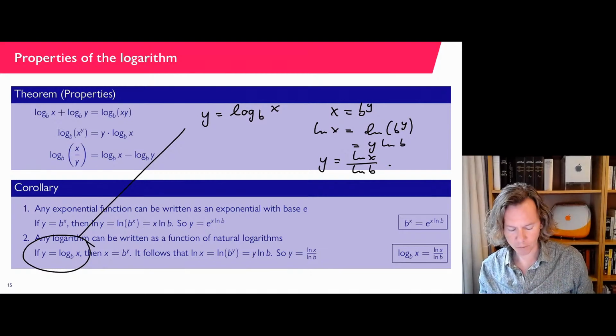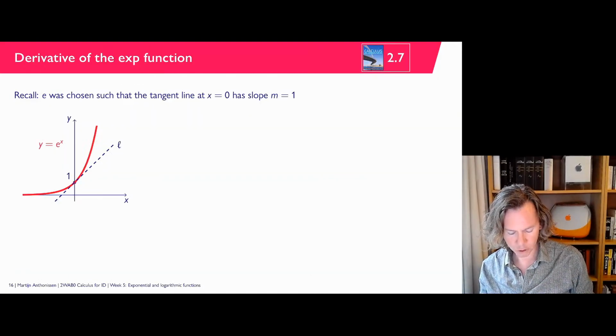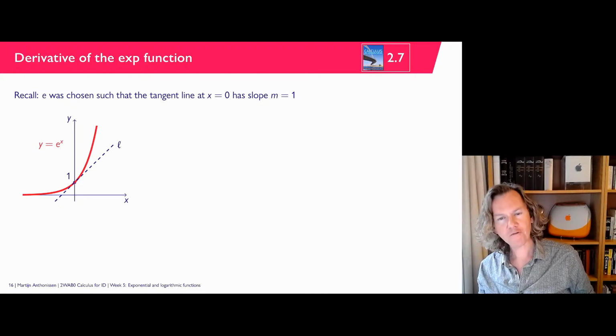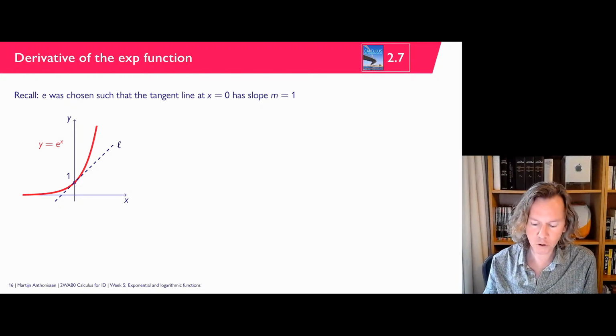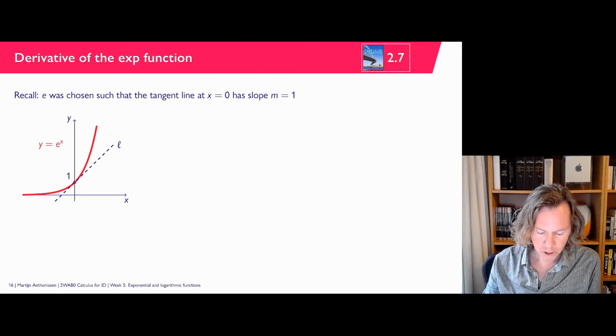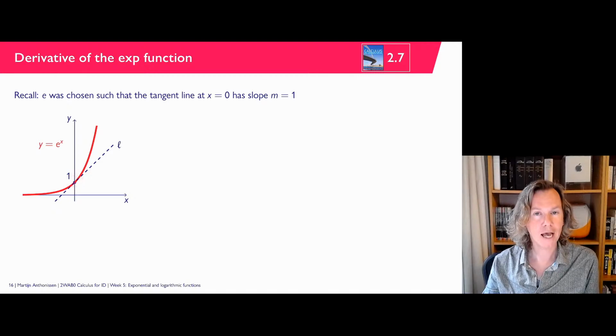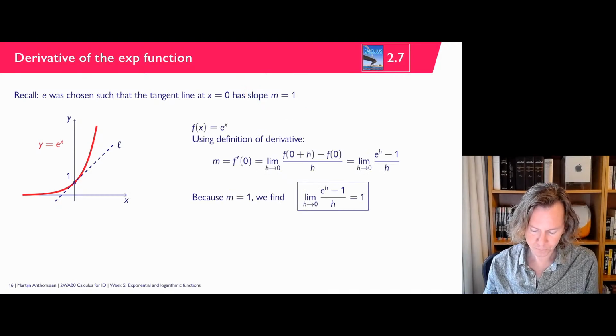So that is the next topic. And to get there, I first want to recall how we chose e. We have chosen e such that the tangent line at x equals 0 has slope m equal to 1. So if you have the function e to the power x, and at x equals 0, y equals 1, you draw the tangent line, then we know that the slope of that straight line equals 1. Okay?